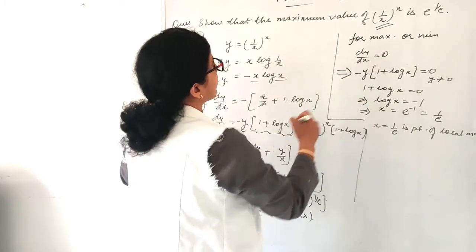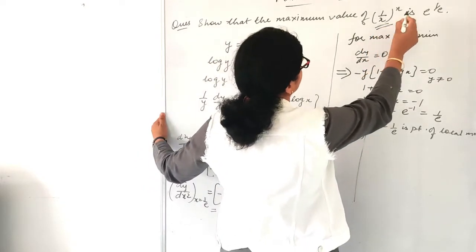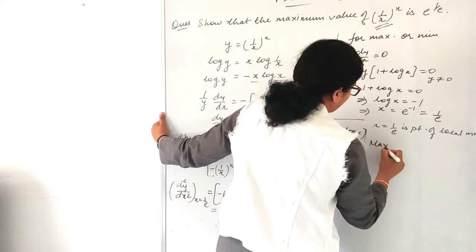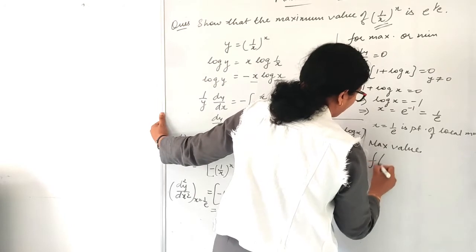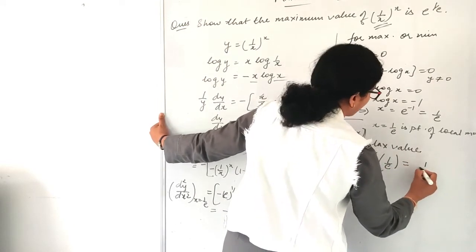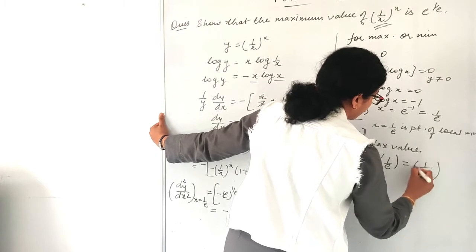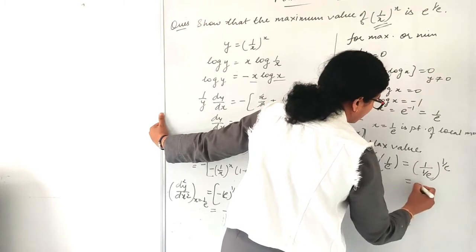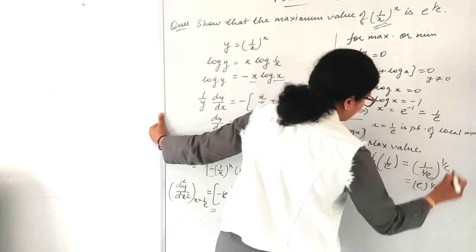Now we have to find the maximum value, so we'll substitute in this function. So the maximum value will be equal to f(1/e), which is nothing but 1 upon (1/e) to the power 1/e, so e to the power 1/e, right?